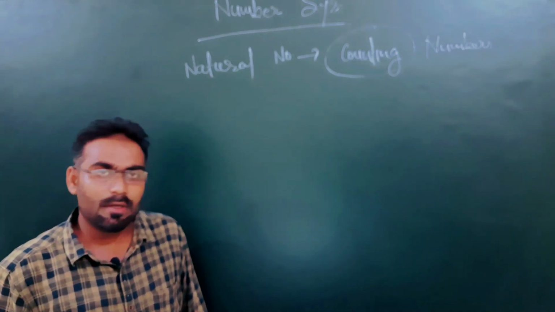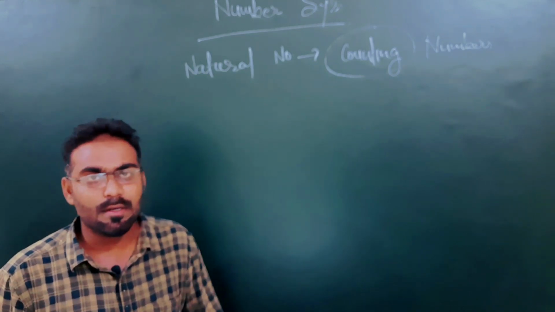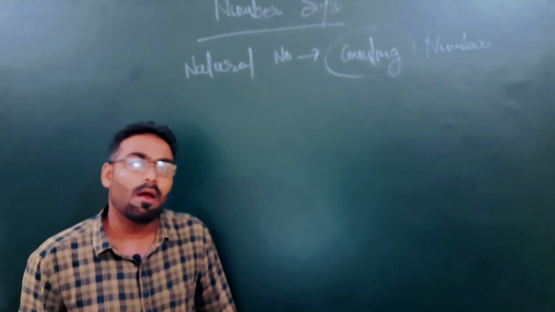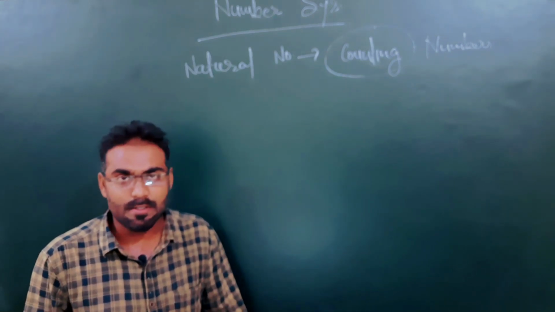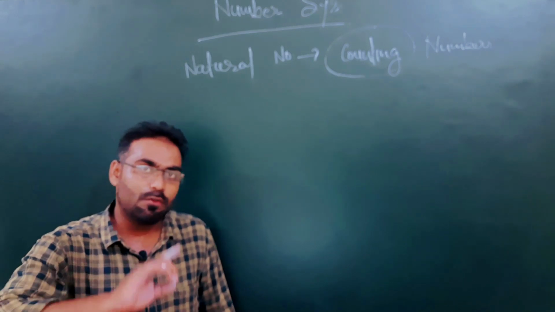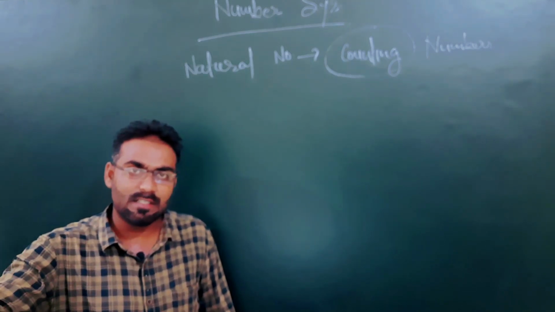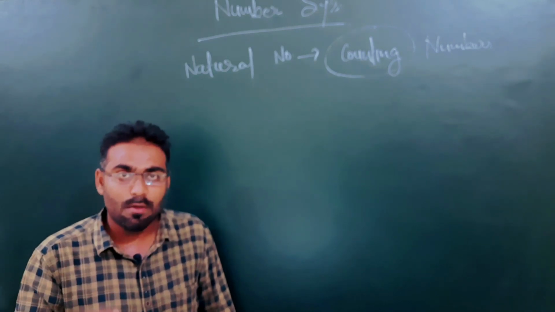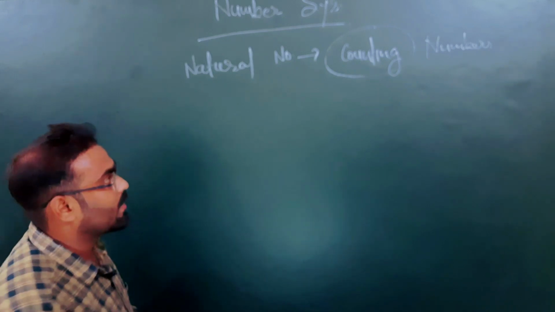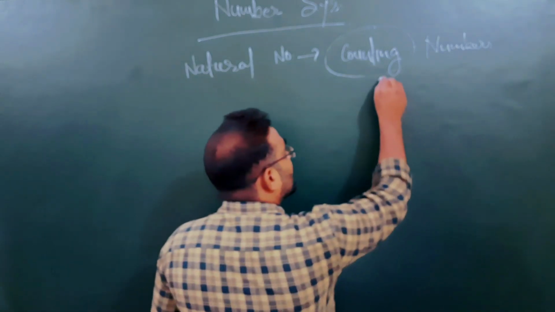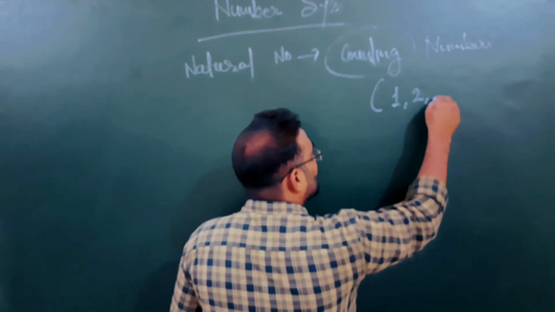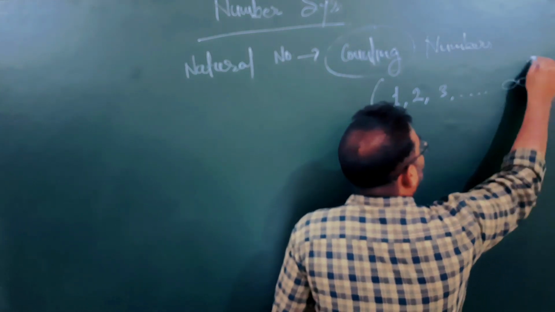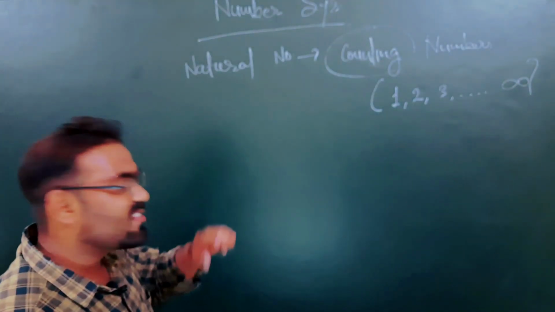For example, if there are 10 friends of yours standing in a row, and your teacher tells you to count those friends, what will you do? Will you start counting from 0, 1, 2, 3, 4, 5, 6, 7, 8, 9, 10 like this, or will you start from 1? For every counting that you do, the number starts from 1 and goes till infinity. So the numbers start from 1, 2, 3 and go till infinity. This is the sign of infinity, meaning there is no end.